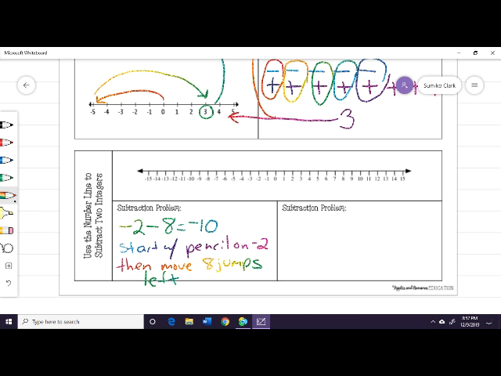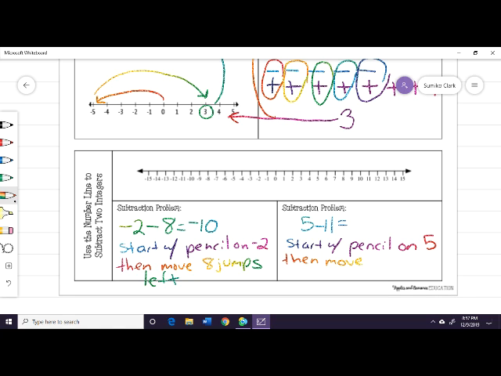Okay, let's do another one with the number line. Let's do 5 minus 11 is equal to. So we're going to start this time with our pencil on a positive number, positive 5.